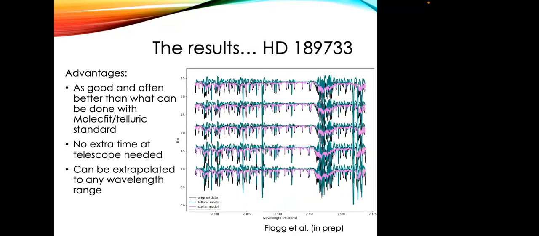We get similar results for HD 189733 with those CO lines popping out. There's still issues to be worked on in that methane band. As I said, with the methane-water combination, it's tricky. But the CO region is looking really, really clean. And I'm very excited about this.